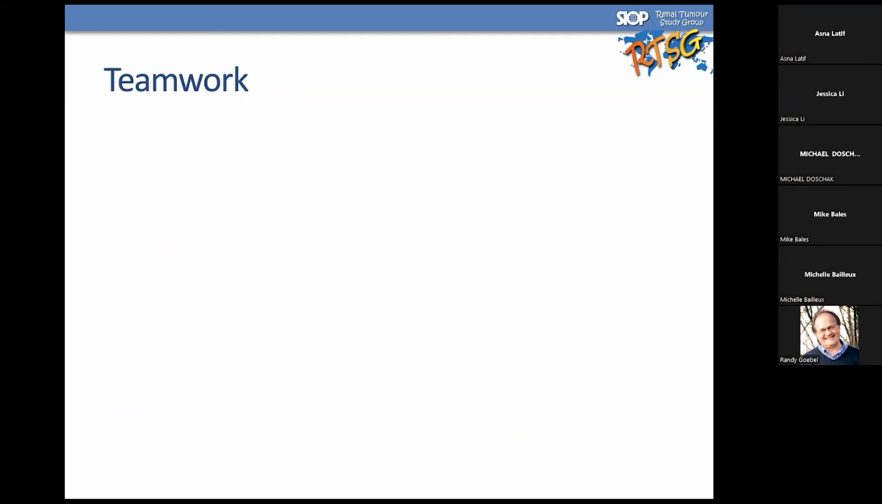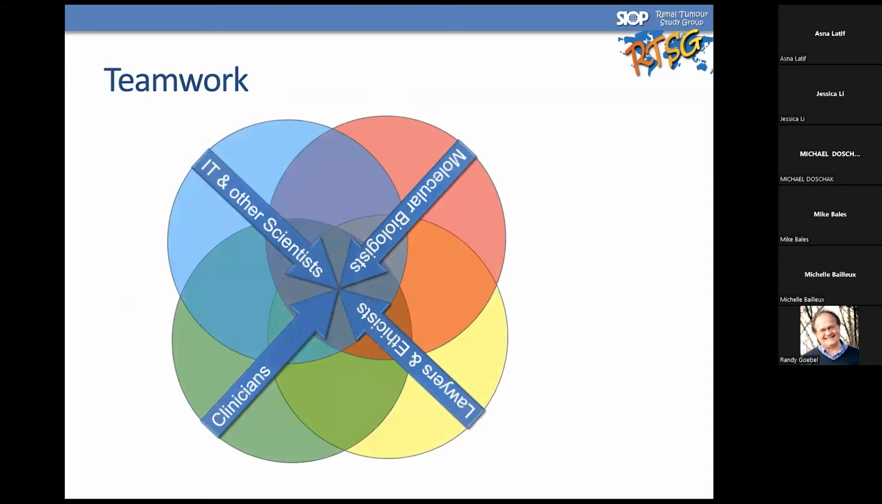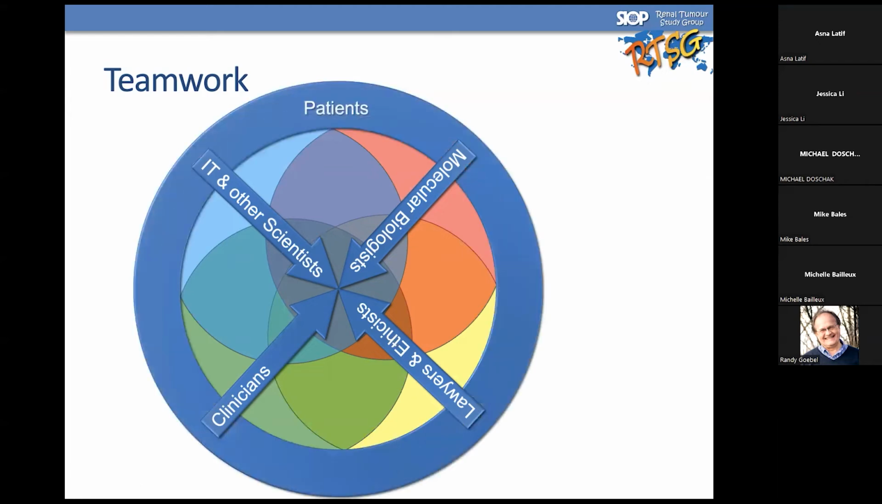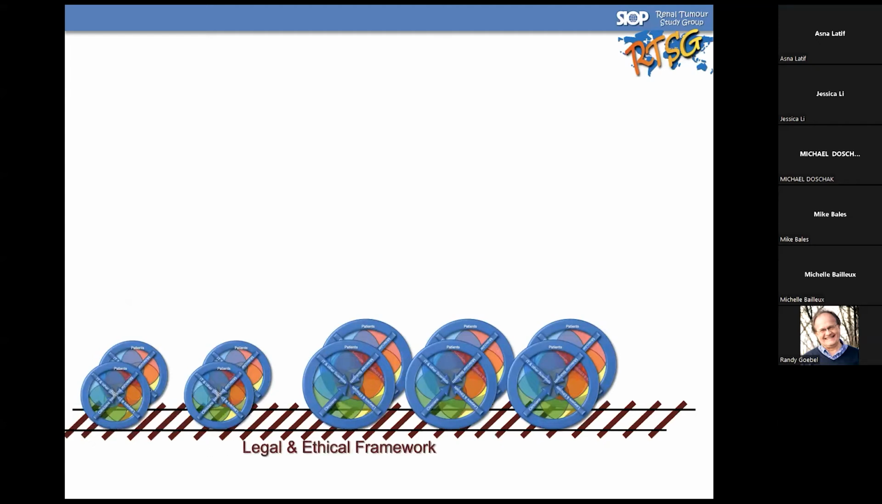And it is always teamwork. I have told you, you cannot build up an AI model without having a good team. And you do need IT specialists, you need other scientists, you need the molecular biologists, you need clinicians, and you also need lawyers and ethicists. Otherwise, it will not work. And if they work together, you may be able to build up a kind of team that will drive you to a better way to get results from AI research.